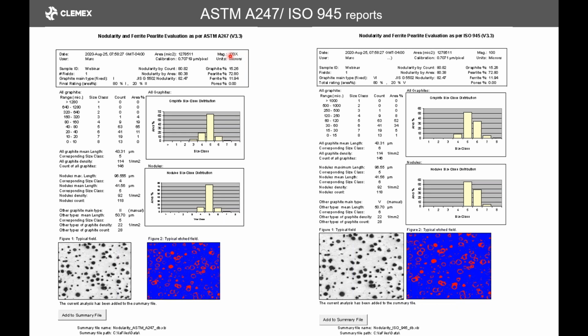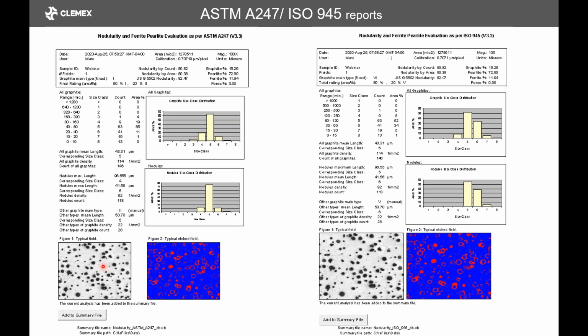So normally it's done at 100x, and this is our graphite percentage, graphite, pearlite, and ferrite. And we get our nodularity by count, by area. That's normally what we're looking for, 80.38. And then we have some data on the side here. Well, actually, here we have the classification for the distribution. And here we have the density, number of nodules per square millimeter. And that's all the graphite per square millimeter, and the other type per square millimeter. All of this is calculated automatically.